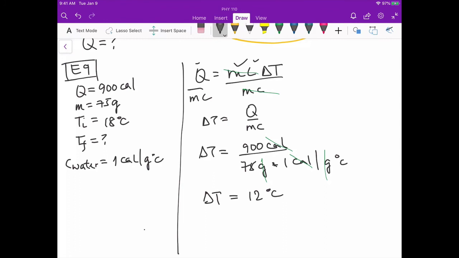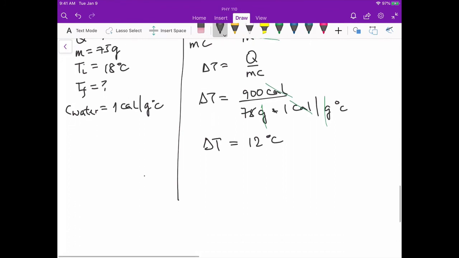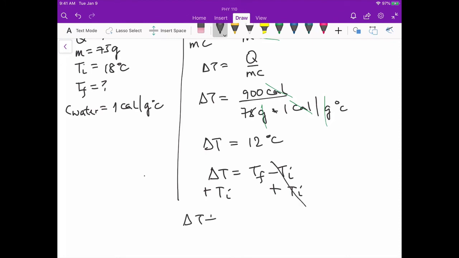But this is not the final temperature. This is not what you are asked to find. Delta T means the following: delta T equals final temperature minus initial temperature. You know the initial temperature is 18. So if I add T initial on this side and on this side, that will lead me to the answer. This will go away, then you will have delta T plus T initial equals the final temperature.